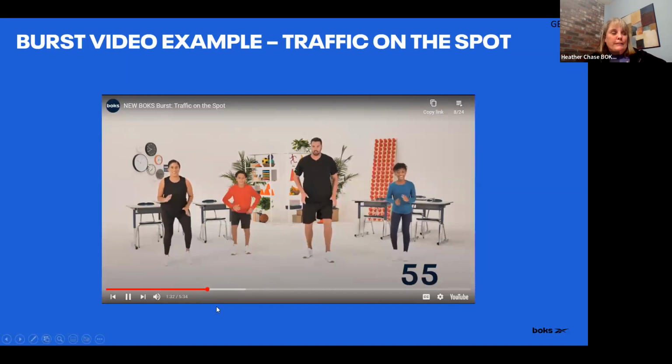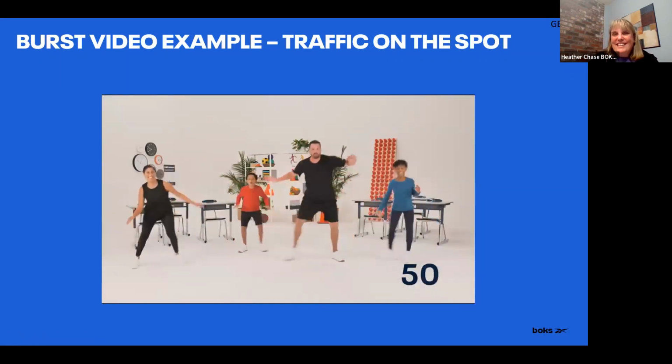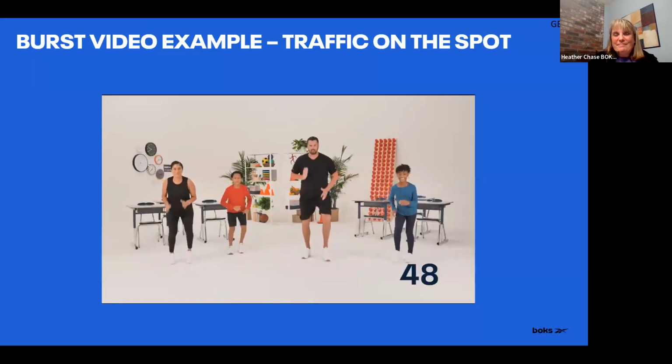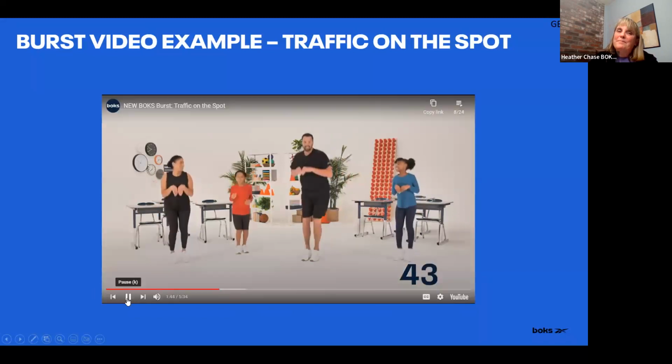And we're gonna do red light, yellow light, green light, red light, speed bump. Nice.